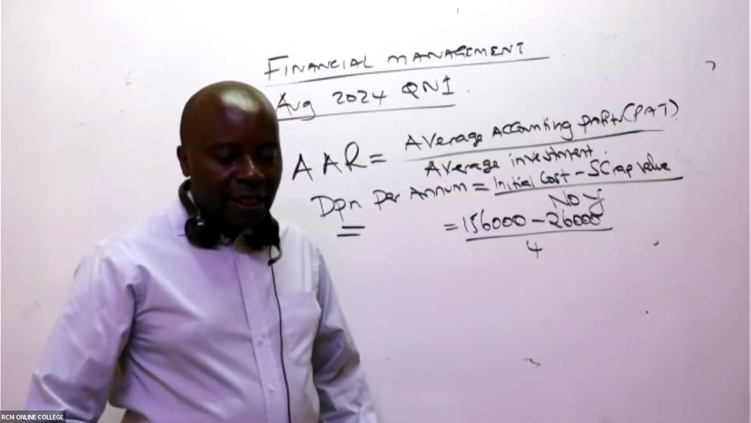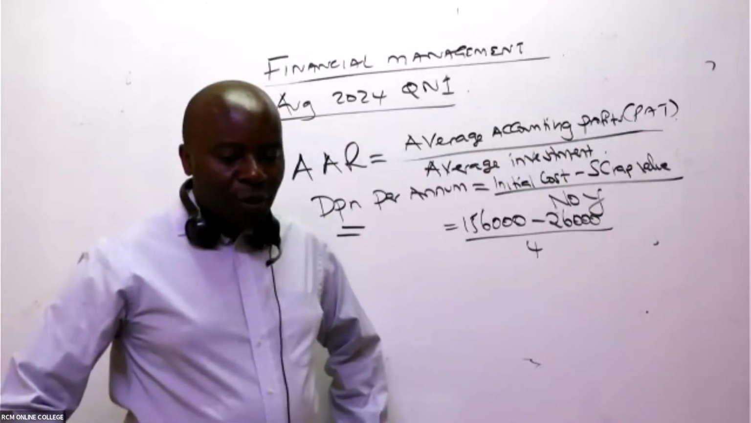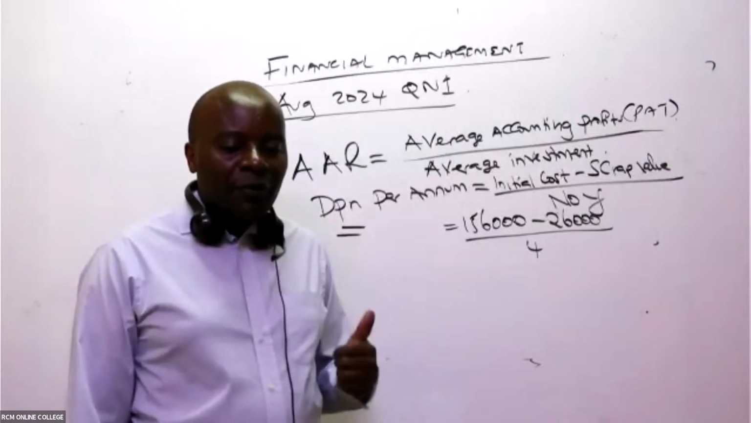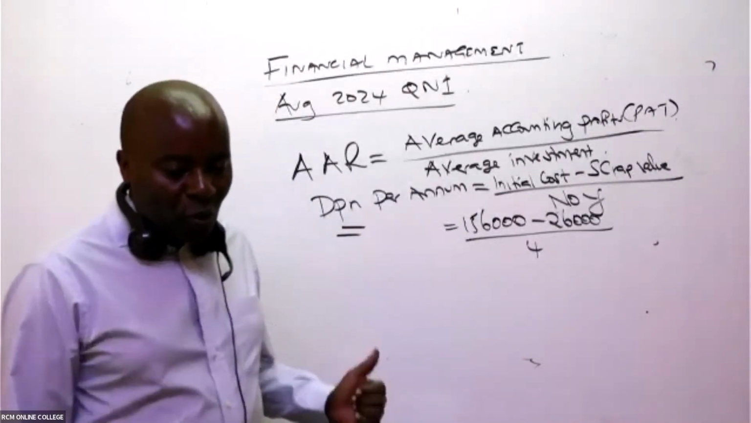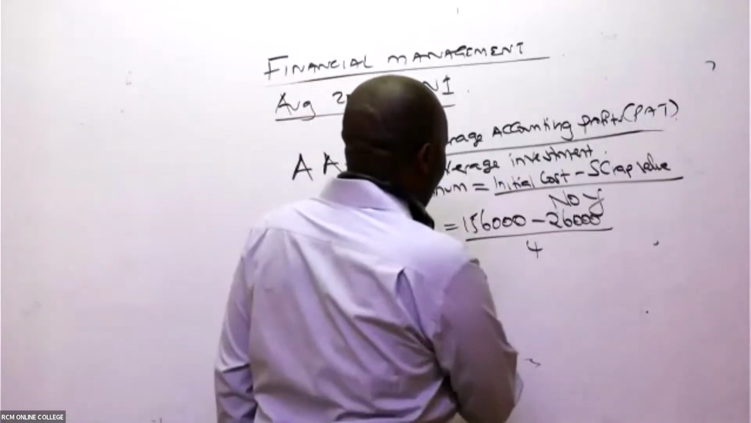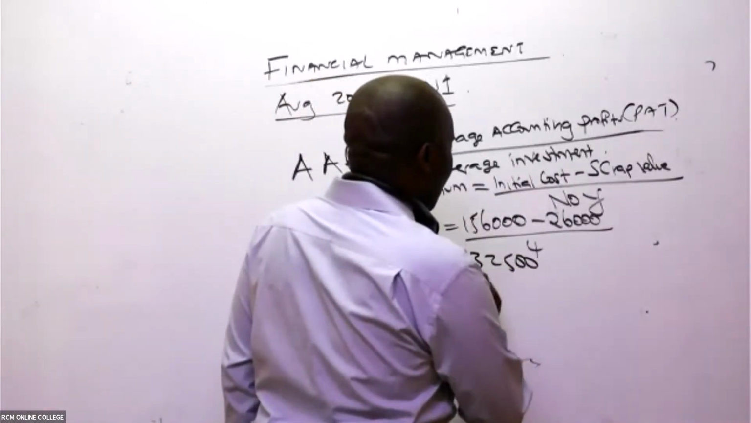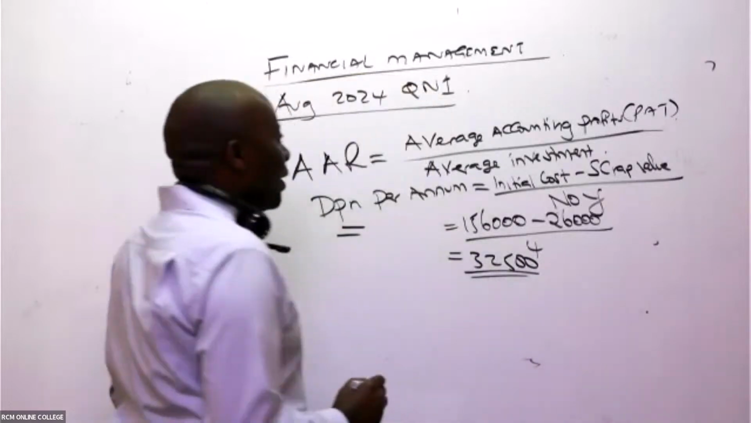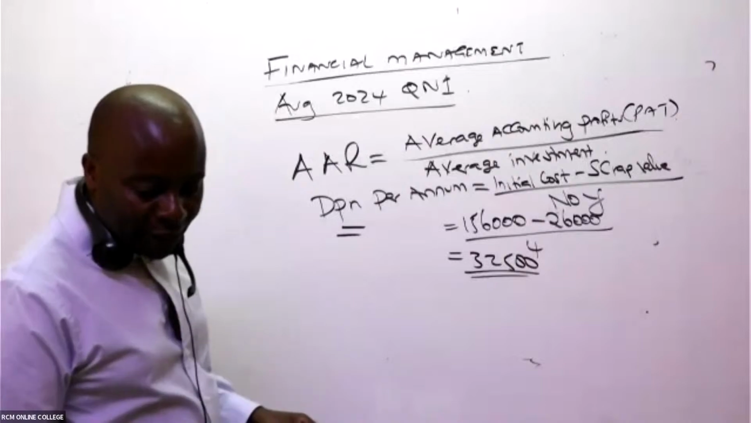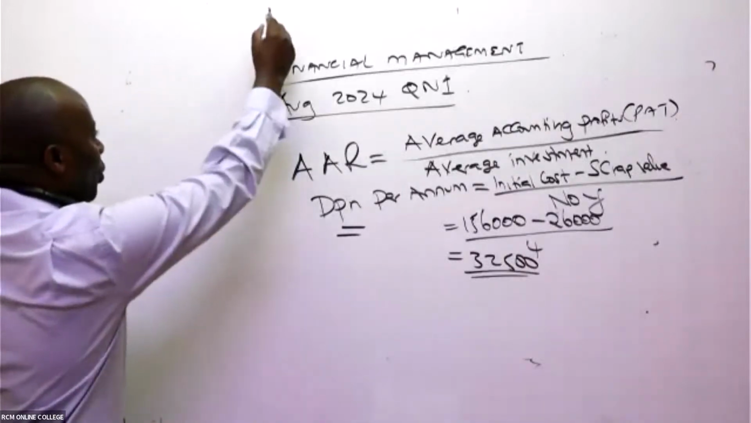Every year, this asset is losing 32,500. Is there someone else who can confirm that this figure is correct? Always working together, 32,500. So this gives us 32,500. Now, ladies and gentlemen, this was the first thing that you ought to have done.